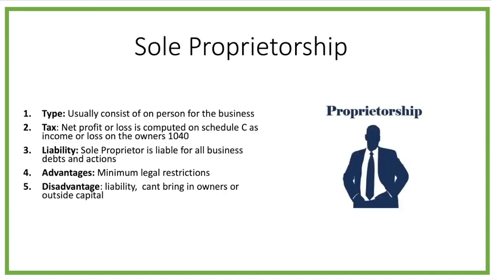All right, so the first entity type we're going to go over is the sole proprietorship. Now, the sole proprietorship is a business entity that consists of one person. Now, when you have a sole proprietorship, your income and your expenses flow through on a Schedule C form, which means if you're filling out a tax return, there will be an extra form inside of your tax return. That's called a Schedule C. This is where all the income and all the expenses are reported.